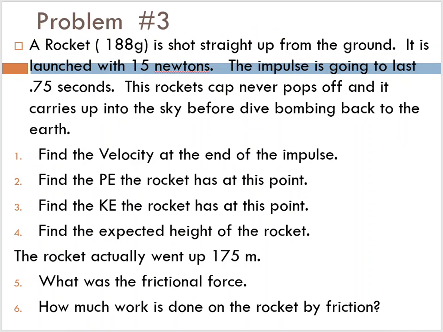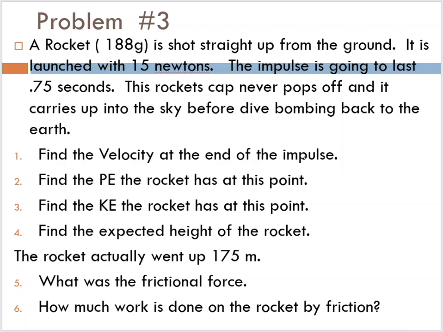Alright, a rocket, 188 grams, is shot straight up from the ground. It is launched with 15 newtons. The impulse is going to last for 0.75 seconds. The rocket's cap never pops off, and it carries up into the sky before dive bombing back to Earth. Find the velocity at the end of impulse.